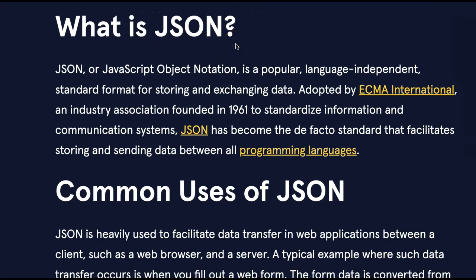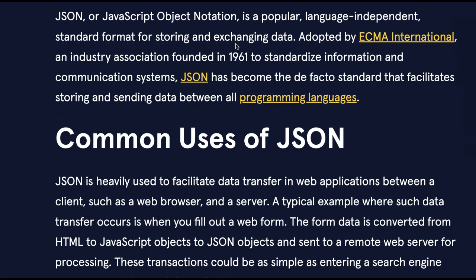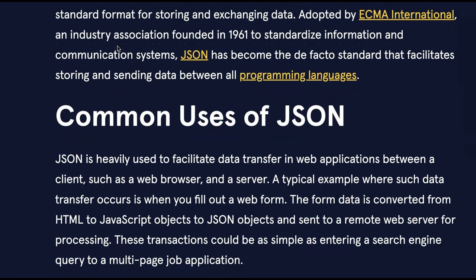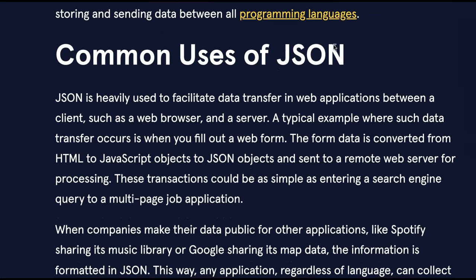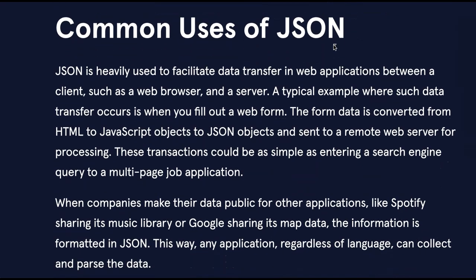What is JSON? JSON, or JavaScript Object Notation, is a popular language-independent standard format for storing and exchanging data adopted by ECMA International, an industry association founded in 1961 to standardize information and communication systems. JSON has become the de facto standard that facilitates storing and sending data between all programming languages.